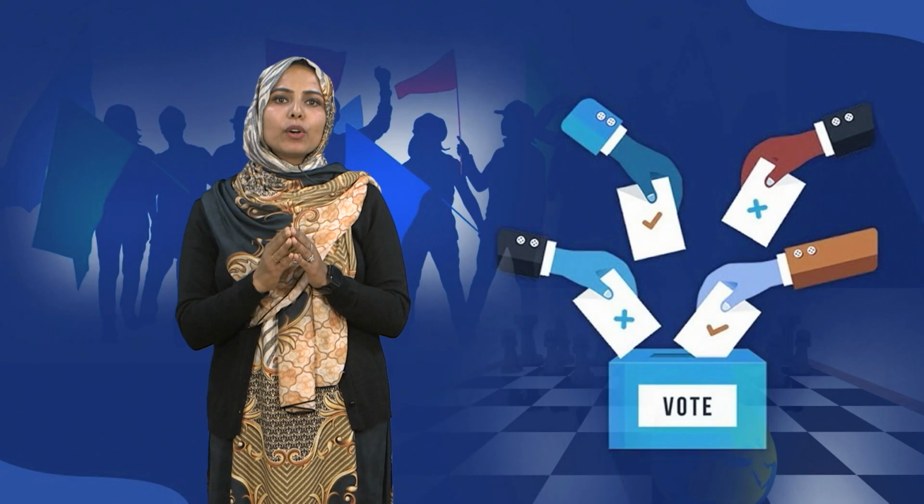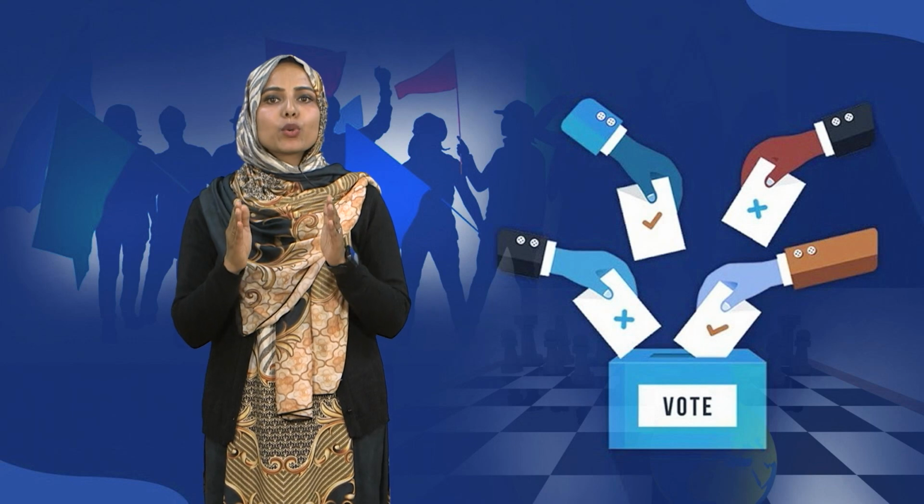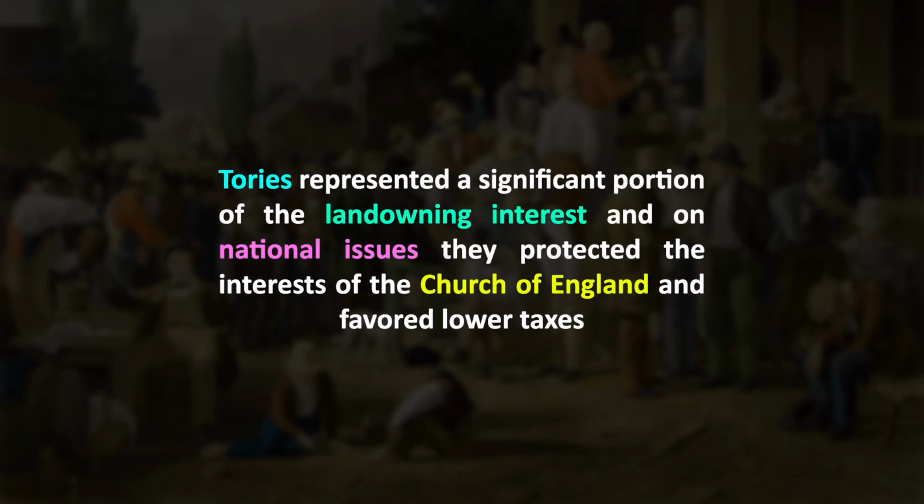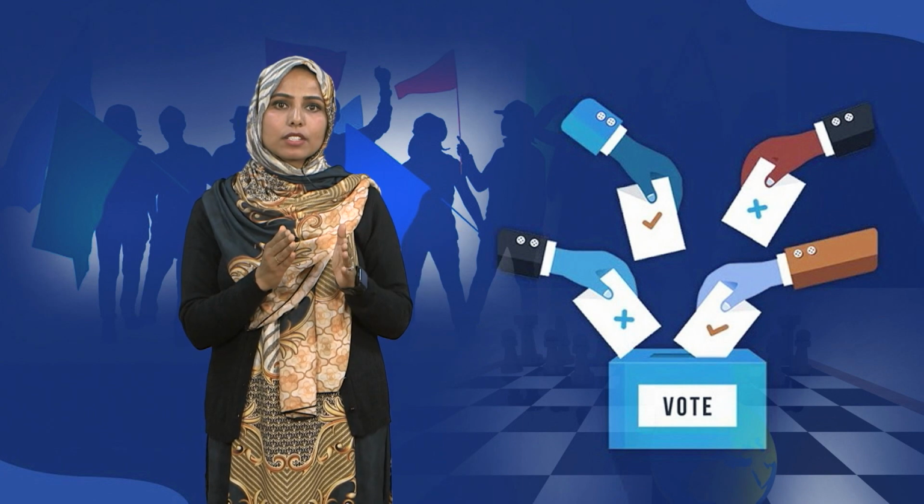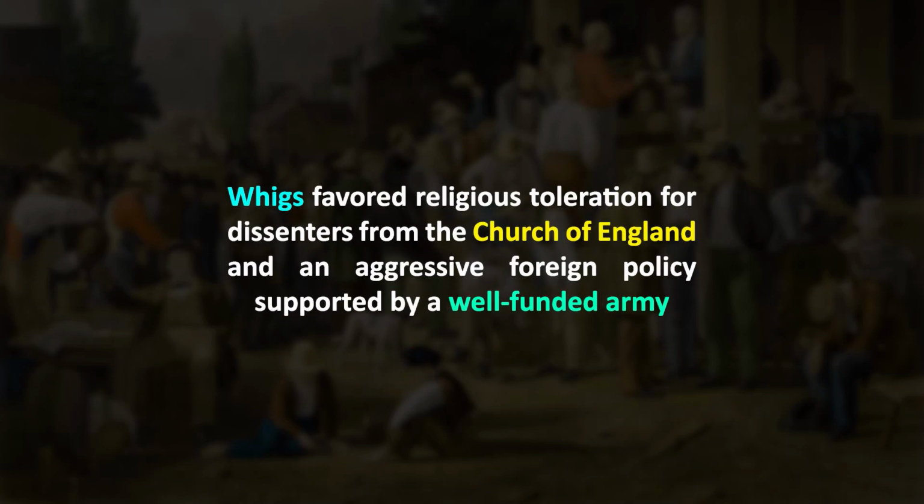Party conflict was fueled by differences in economic and social interests. The Tories represented a significant portion of the land-owning interest, and on national issues, they protected the interests of the Church of England and favored lower taxes. The Whigs generally represented larger landowners and financial interests. They favored religious tolerance for dissenters from the Church of England and an aggressive foreign policy supported by a well-funded army. The two parties also differed in leadership.